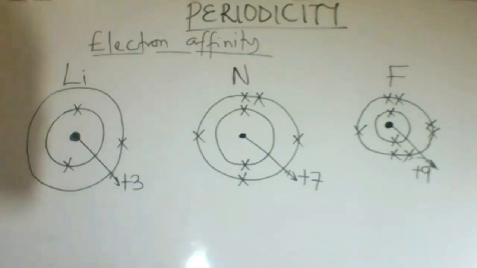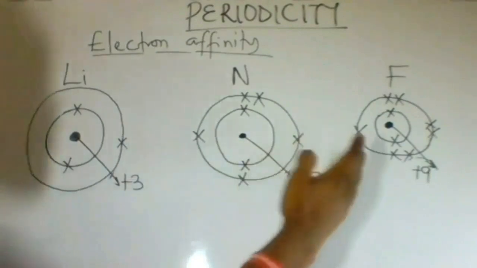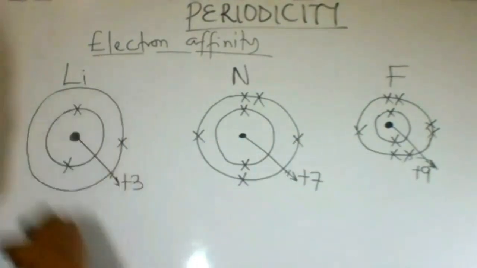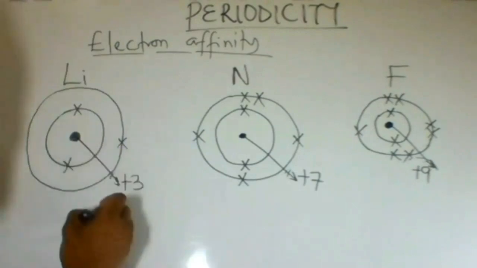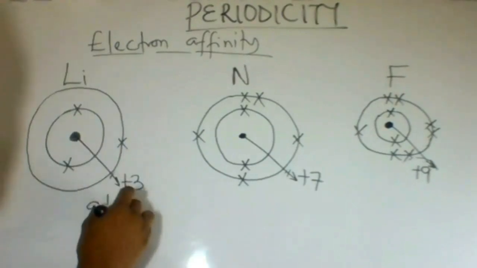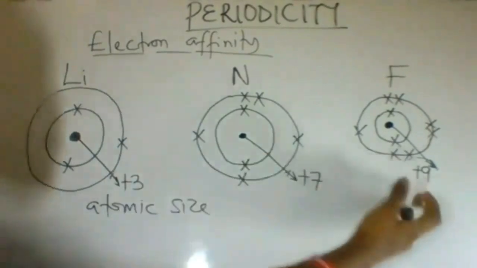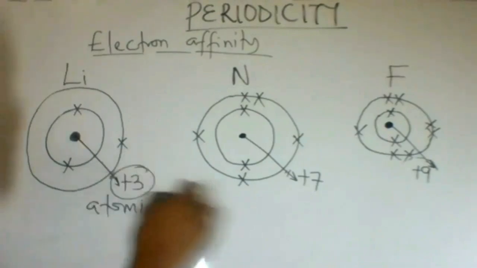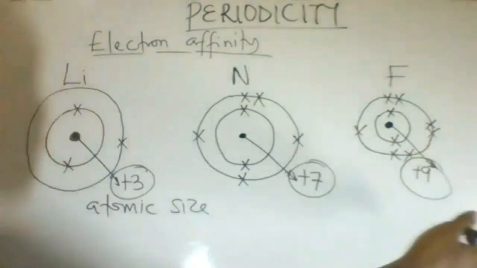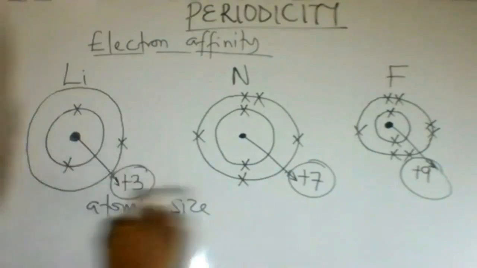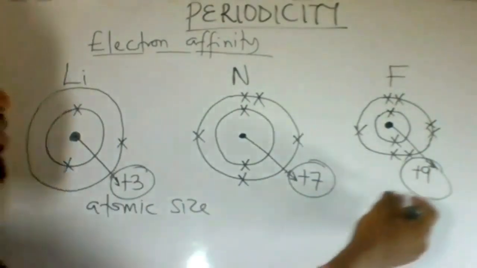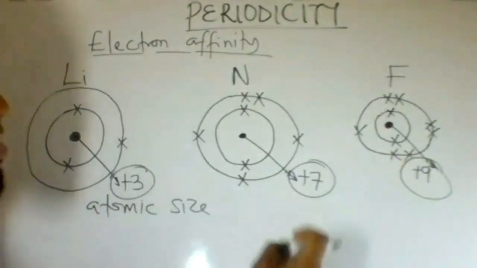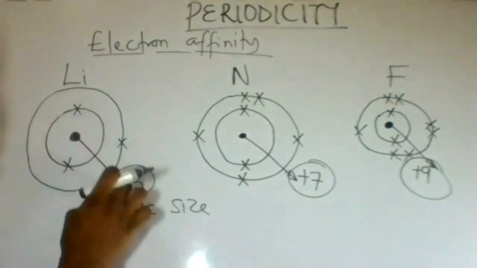To describe electron affinity, let's consider the second period of the periodic table. We are taking lithium, nitrogen, and fluorine. Now, lithium has the highest atomic size, and fluorine has the least atomic size. This is because of the nuclear charge in lithium and in fluorine. Lithium has a nuclear charge of +3, fluorine +9. Therefore, fluorine has a smaller size because the nucleus attracts the electrons more strongly than in lithium.